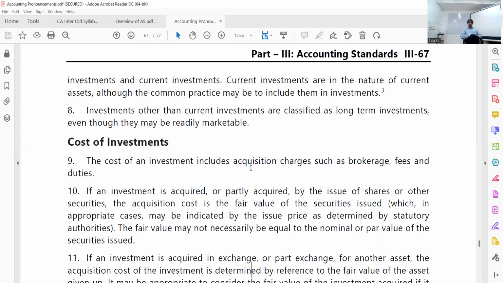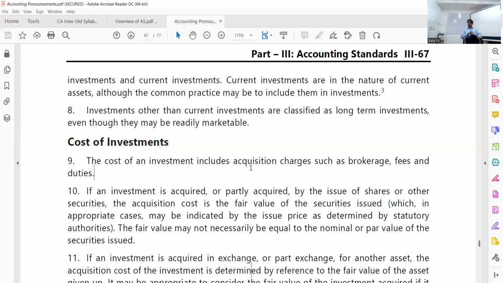Exchange, where you can exchange assets. You can purchase land as an investment property and issue what? Shares in your company, right? So that's a barter, where you exchange assets, or you buy some investment by issuing shares or other securities, non-cash consideration, right? I'll come back to para 10 and para 11 later.